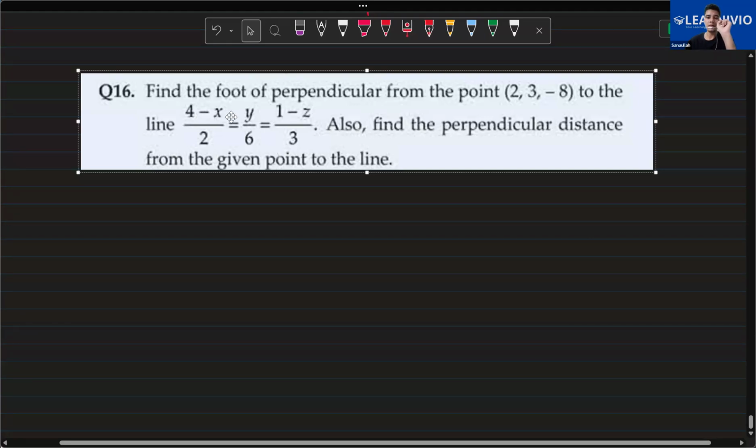Find the foot of perpendicular from the point to the line. Also find the perpendicular distance from the given point to the line. It's an easy question, actually, very easy.